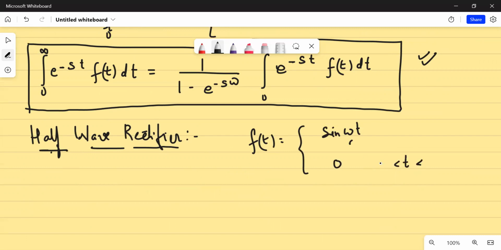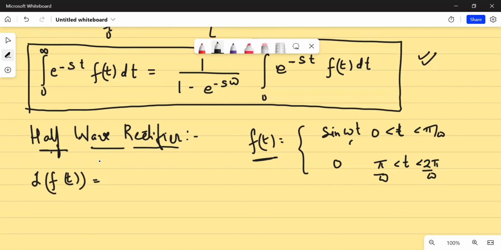Usually t ranges from 0 to pi. Rather, I have written omega, so I'm slightly changing the range. Is that clear? Now you have to find me the Laplace transform of this particular function, which is usually referred to as a half wave rectifier. I'm giving you 1 or 2 minutes. Try to do this.